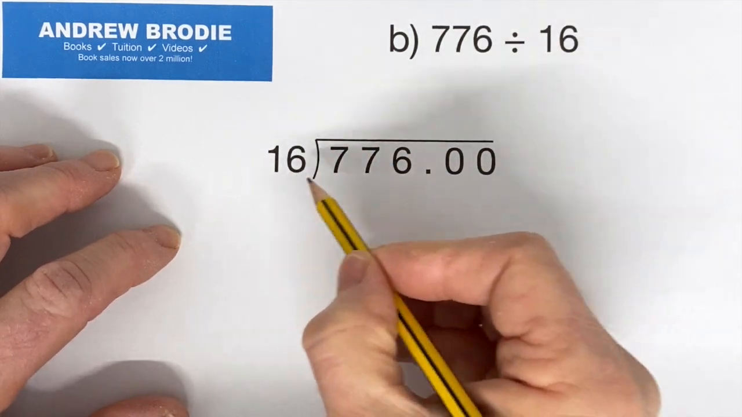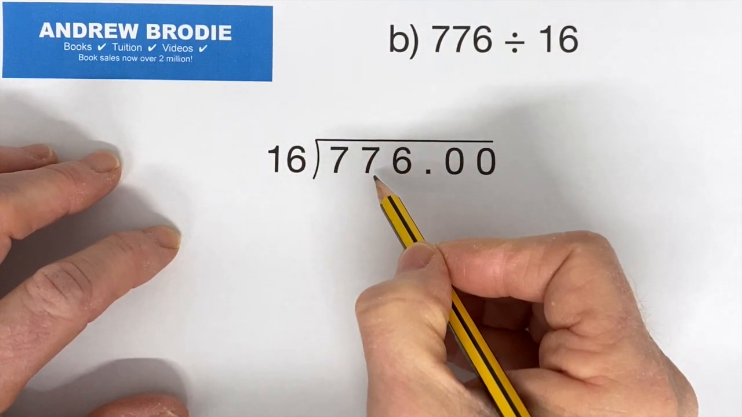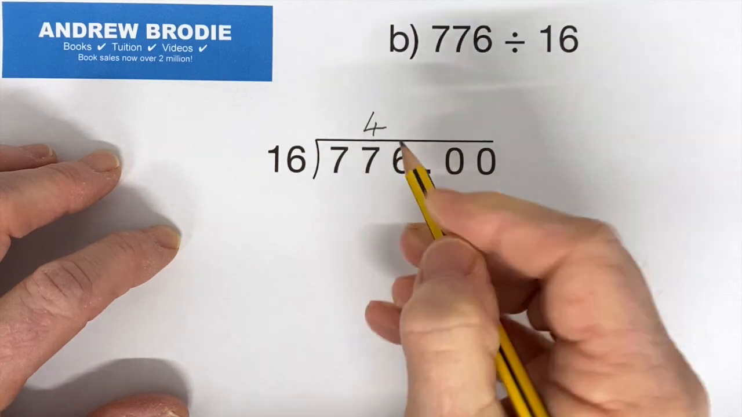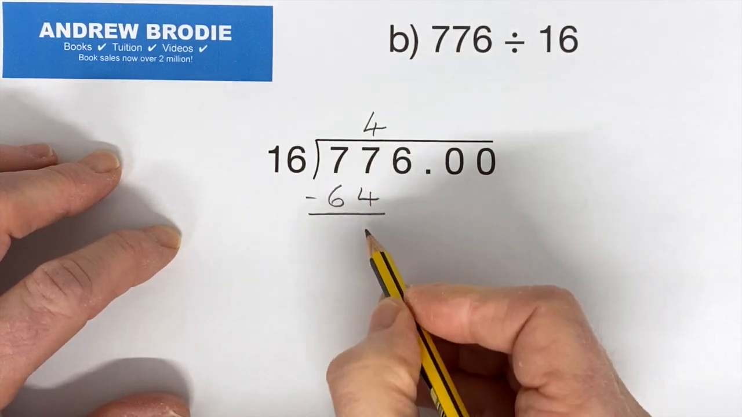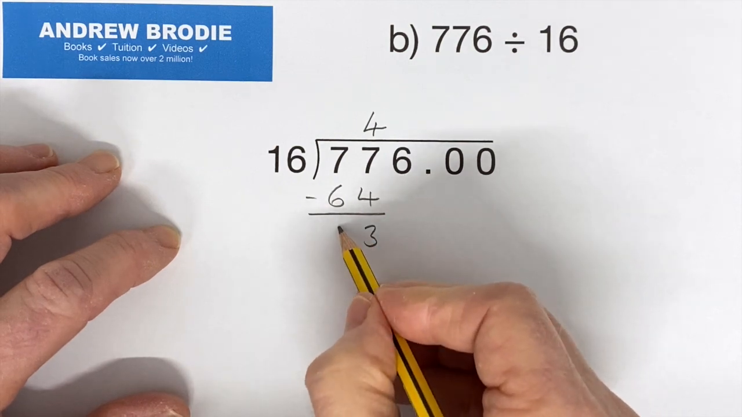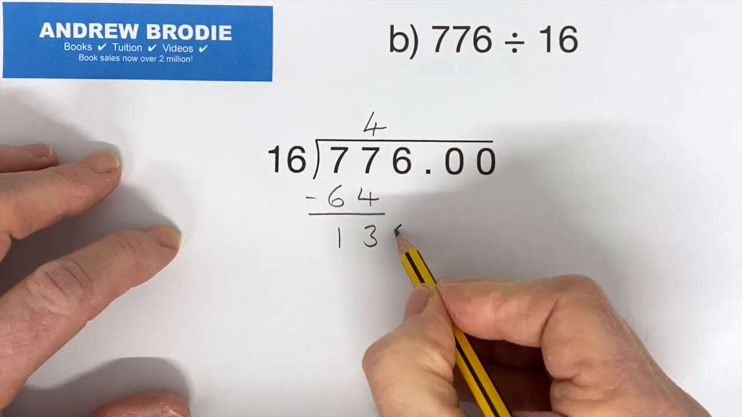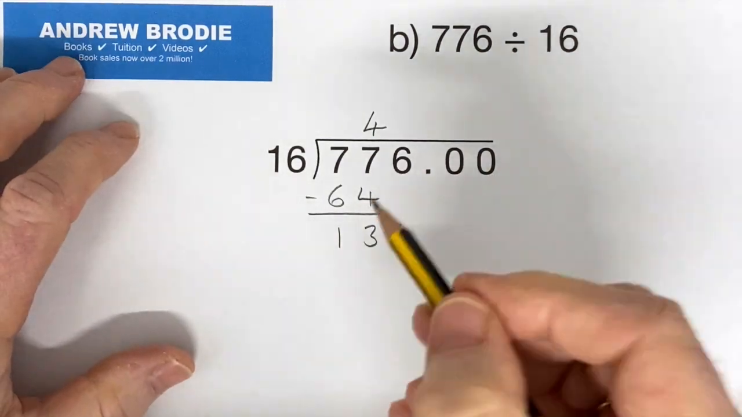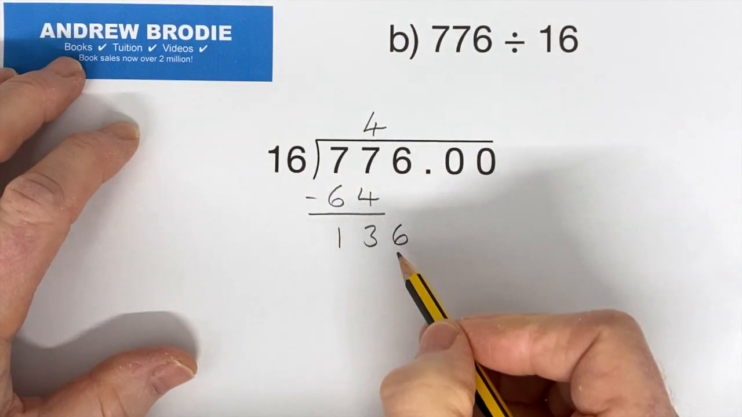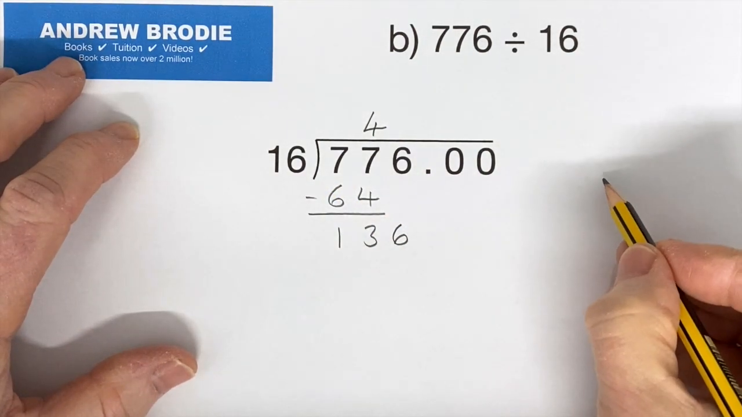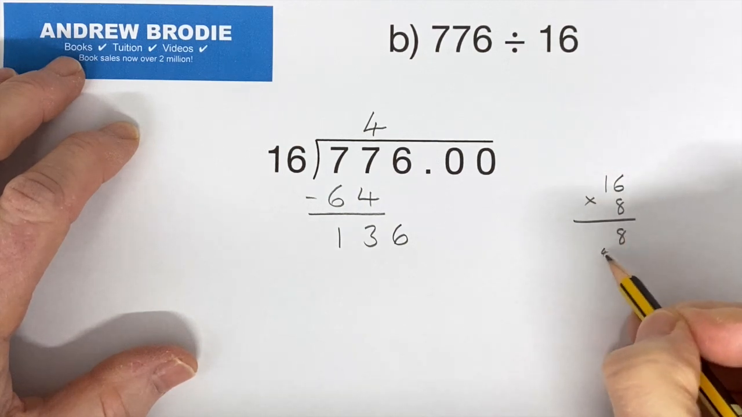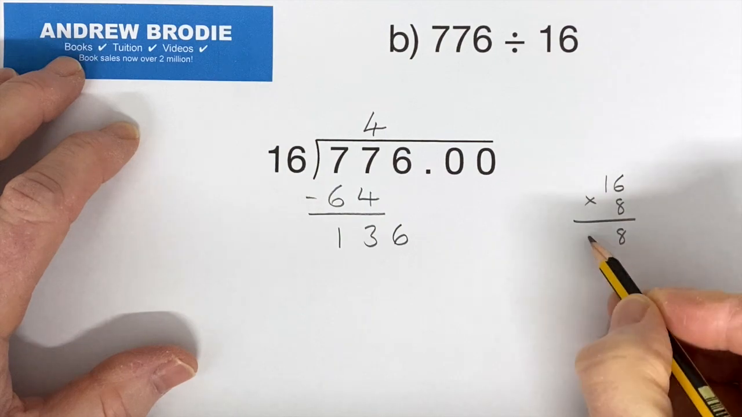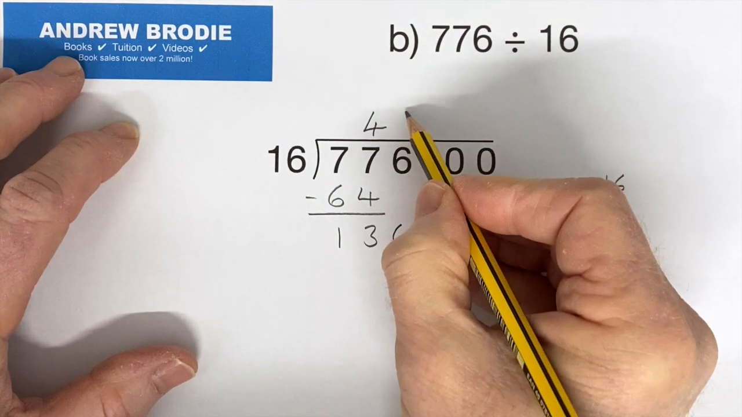16 into 7 won't go. 16 into 77, I think will go 4 times because I know that 4 16s are 64. Let's take that away. 7 take 4 is 3. 7 take 6 is 1. Bring down that 6. Now, we know that 10 16s are 160. We've only got 136. I'm going to guess 8. Let's see if I'm right. 16 times 8. 6 8s, 48. 1 8 is 8. Add 4 makes 12. That's 128. Yes, that's good. So 8 in there.